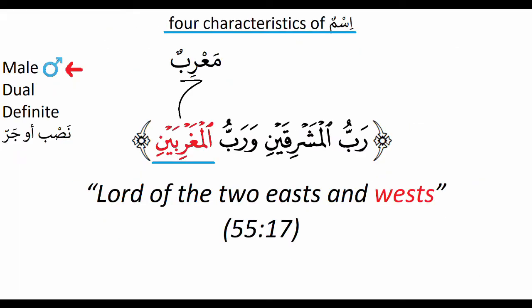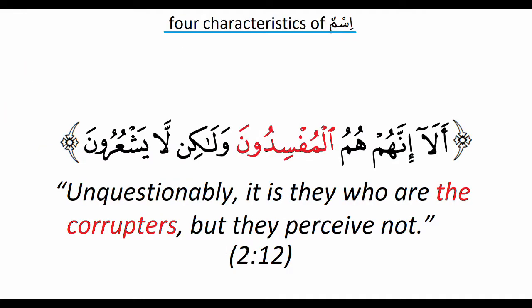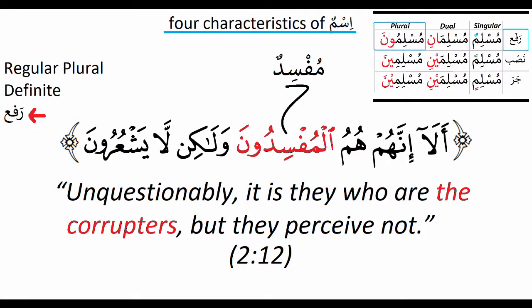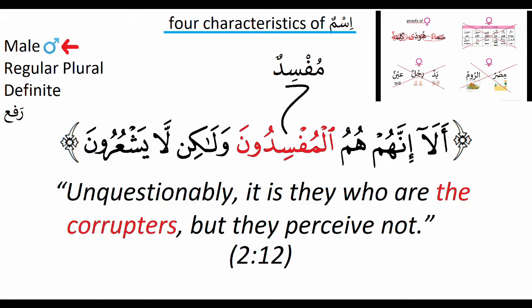The next example is al-mufsiduna. It has an L, which means that it is definite, like muslimuna, which means that it is plural, and rafa. It's also masculine because we do not have any sign of femininity.